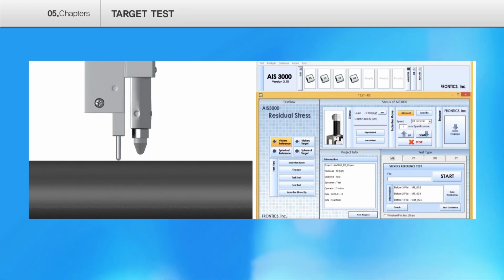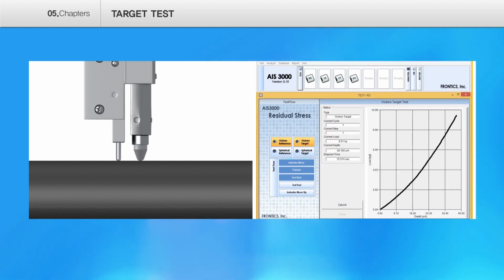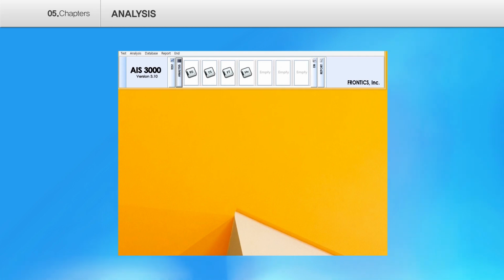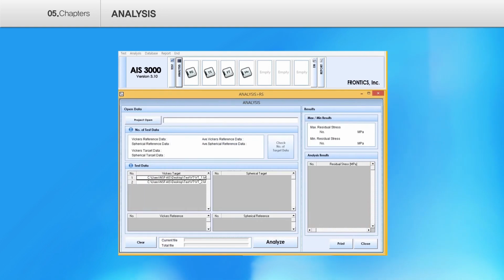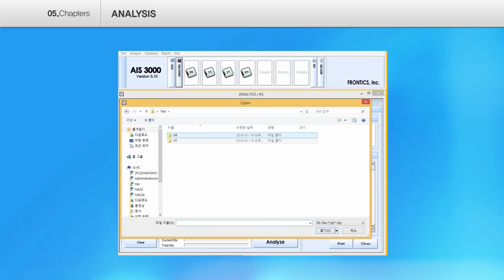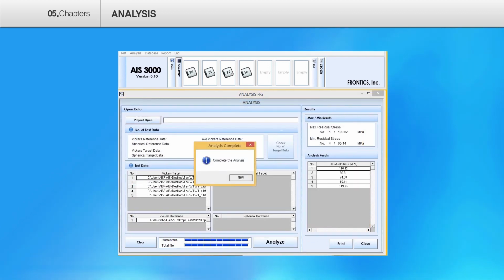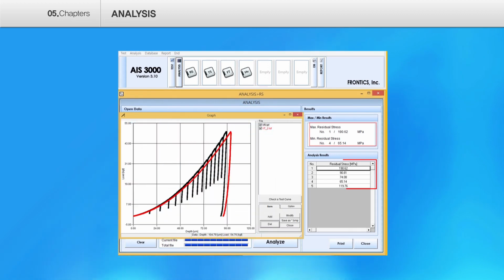Next, prepare the specimens of the stressed state. This is called the target test. The test is conducted in the same way. When both the reference test and target test are completed, you can check these two indentation load depth curves on the screen. You can analyze values with a specialized software program. The values will be described in MPa. The plus refers to tensile residual stress, and minus means compressive residual stress.